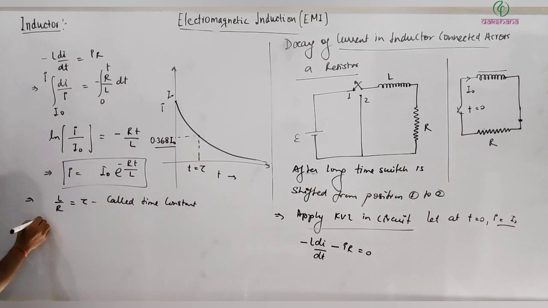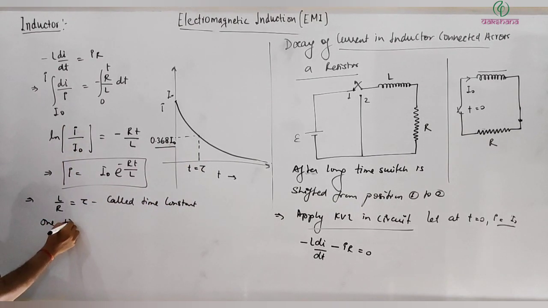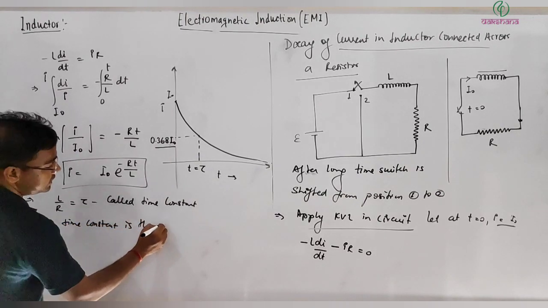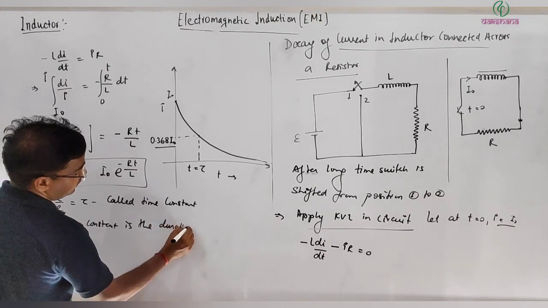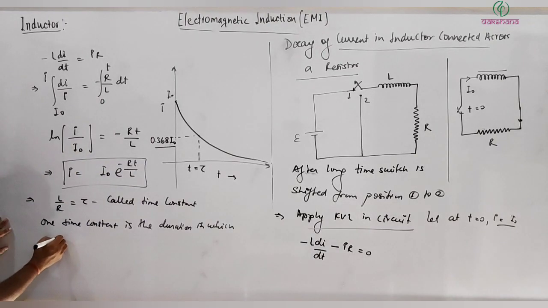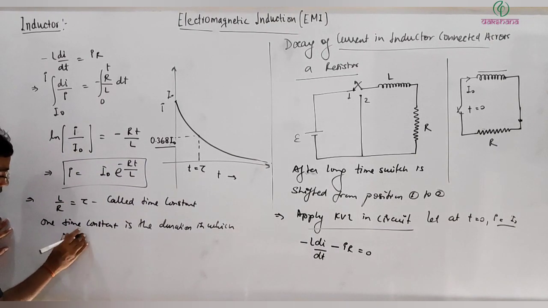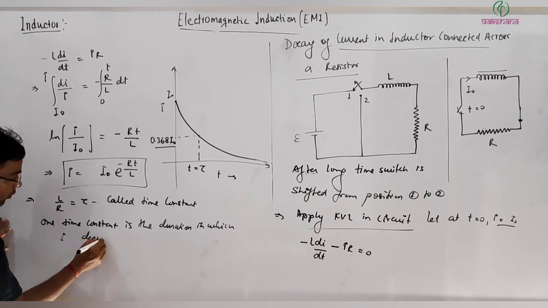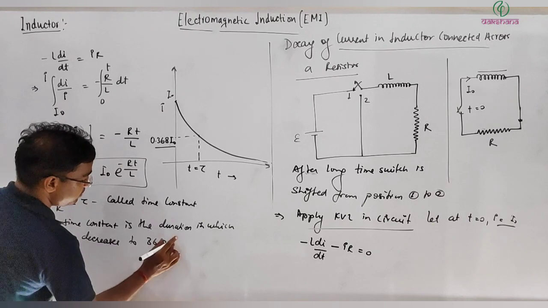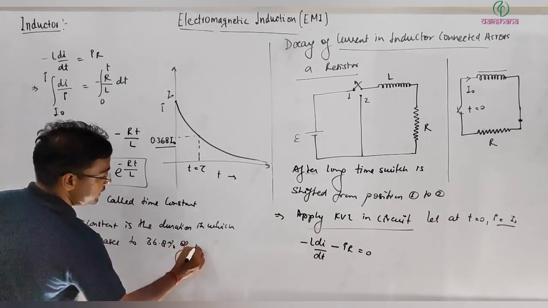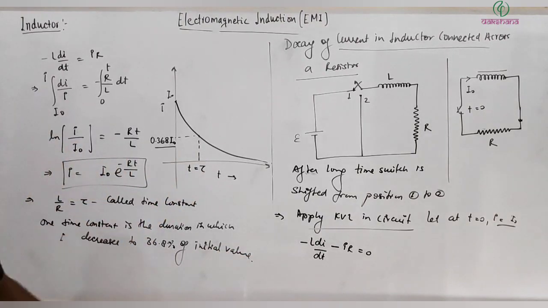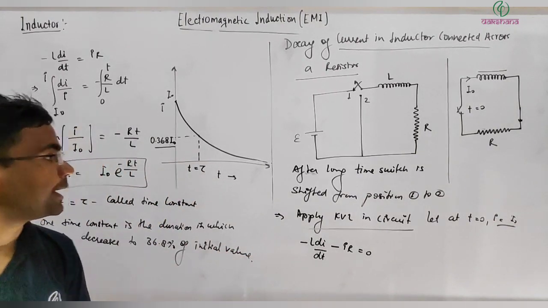So one time constant is the duration in which I decreases to 36.8% of its initial value. So this is all about decay of current, right?